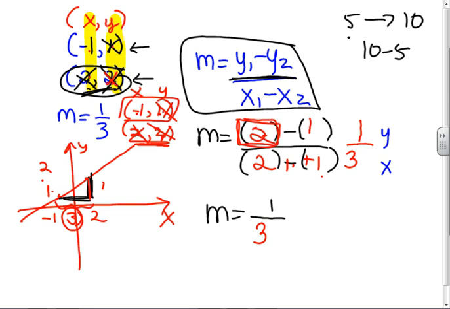Are we ready to go on to the next one? Keaton, do you have it written down? And what is this? This is 1, positive 1. 2 take away 1 is 1.